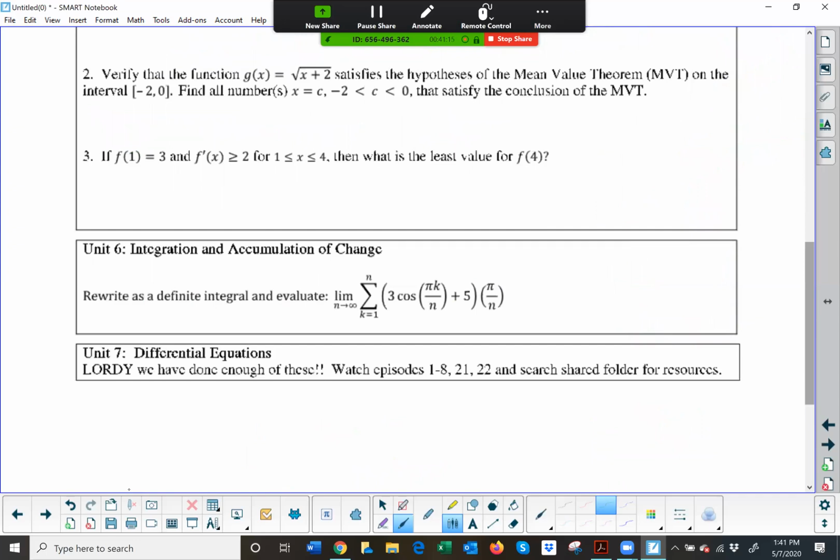F of 1 equals 3, f prime is greater than or equal to 2. What is the least value for f of 4? Least value in my mind can be switched to absolute min. So now, how do I find absolute min? Looks like it's an increasing function. Then what is the least value for f of 4? What do they want us to do on this?